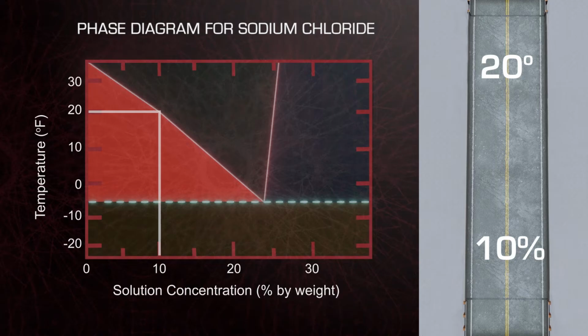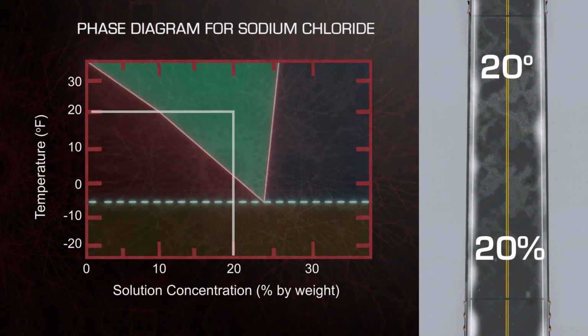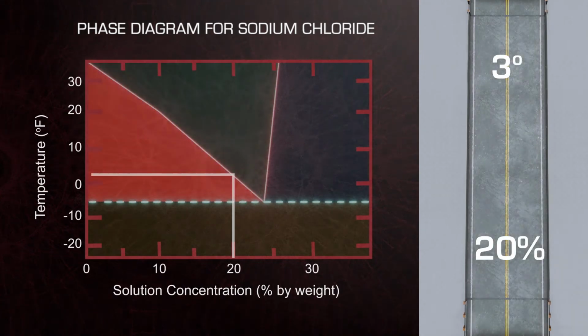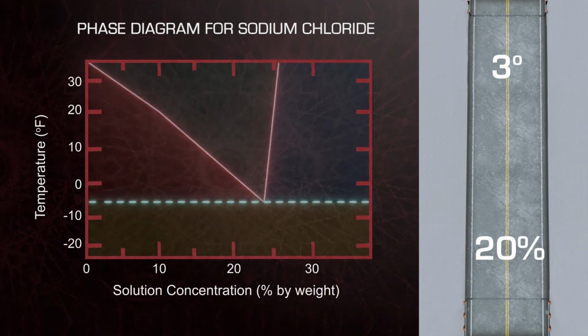begin to refreeze. Even if the brine concentration remains at 20%, but the temperature begins to rapidly drop, you can see that refreezing will occur as soon as the pavement temperature reaches 3 degrees. Take time to fully understand the phase diagram, because it applies every time you use de-icing chemicals.